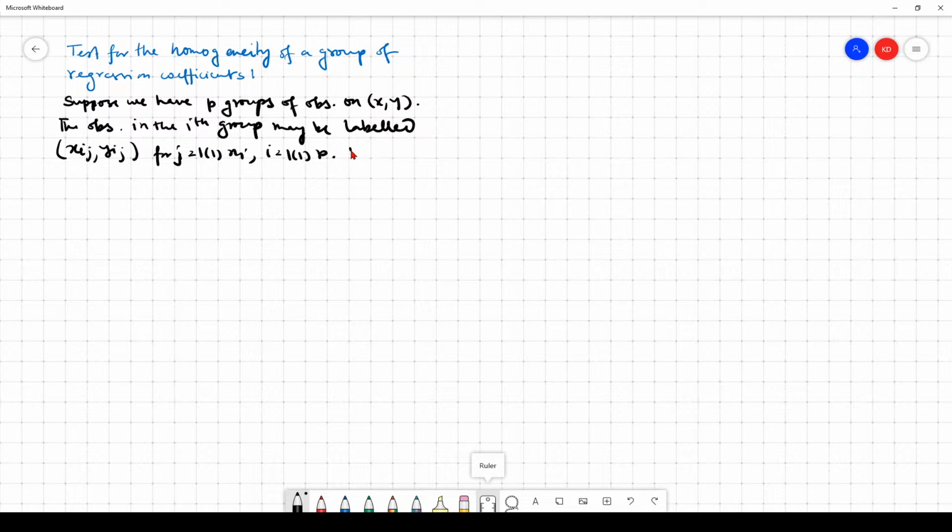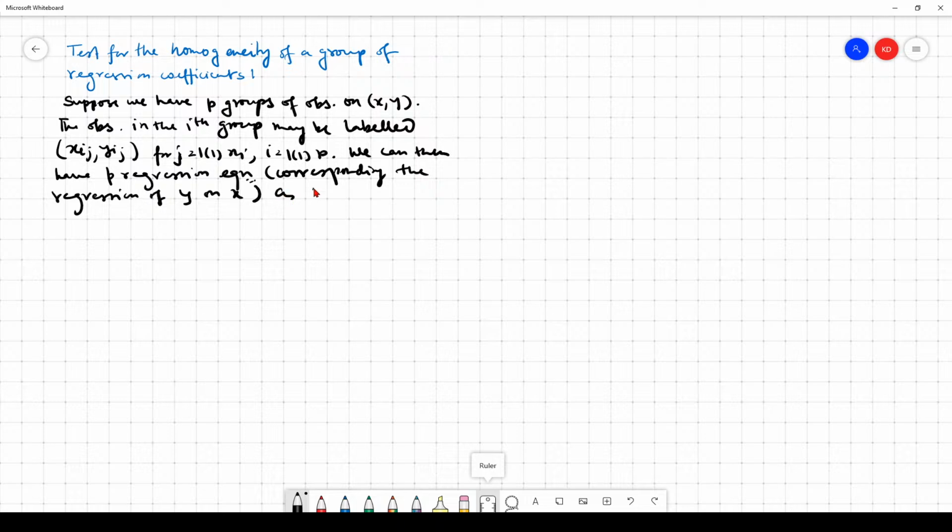We can then have p regression equations corresponding to the regression of y on x as follows. That is, the model is expectation of yij equal to alpha i plus beta i xij minus xi naught bar.